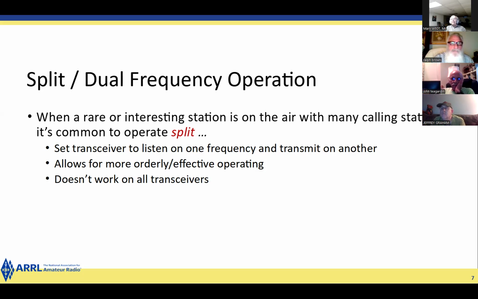No, I wouldn't call it duplexing. Not exactly. The purpose of the split operation is to give room for the operator to be able to figure out who's calling. That's the main purpose of it. How is it different than duplexing? Well, you're not on the same frequency.